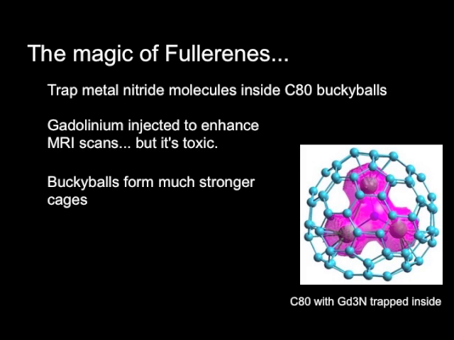Discovered by accident, researchers were trying to make C60 buckyballs with metal catalyst-infused electrodes, but air leaked into the electric arc chamber, resulting in C80 surrounding metal nitride molecules. Both the metal nitrides and the C80 buckyballs are normally very unstable, but when one is trapped inside the other, they become stable. Researchers are looking into using it as a contrast agent for MRI scans.